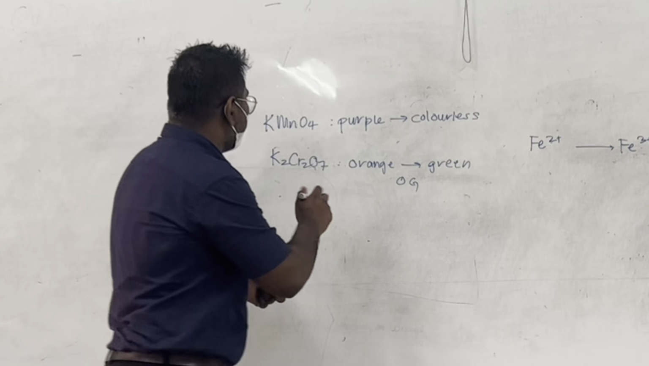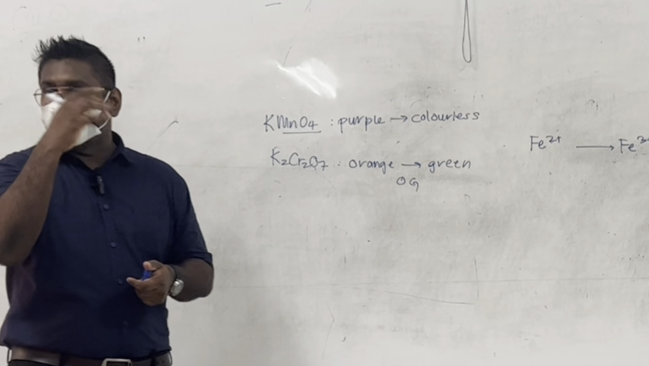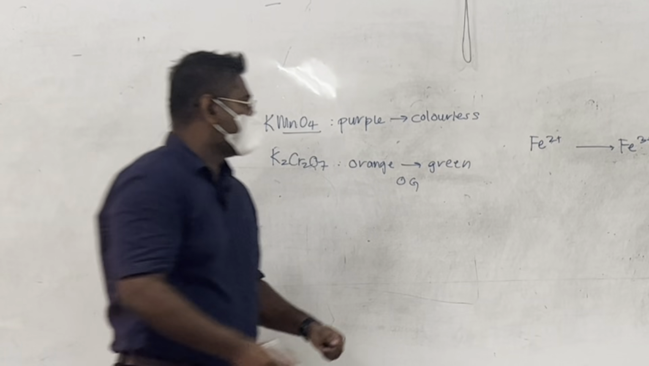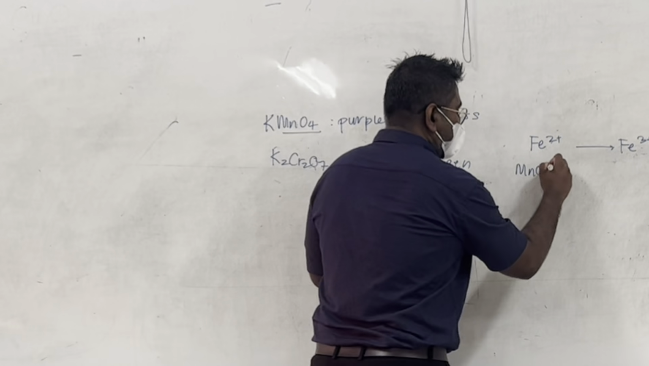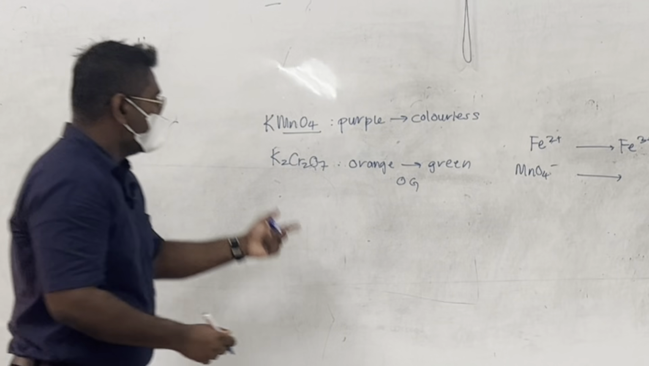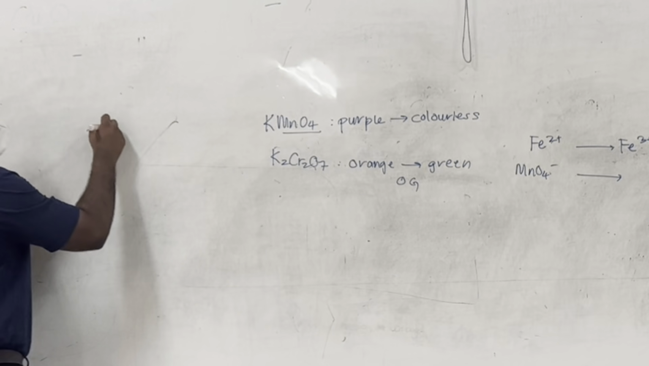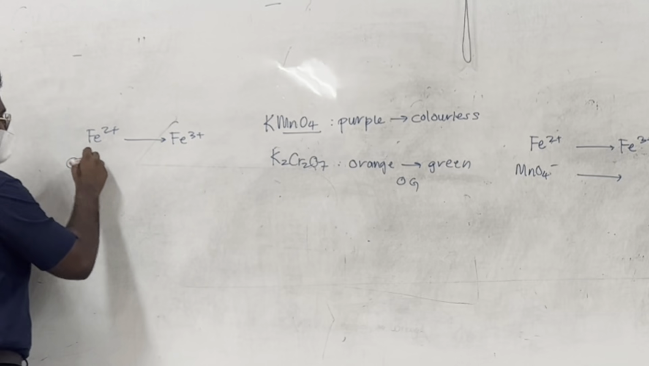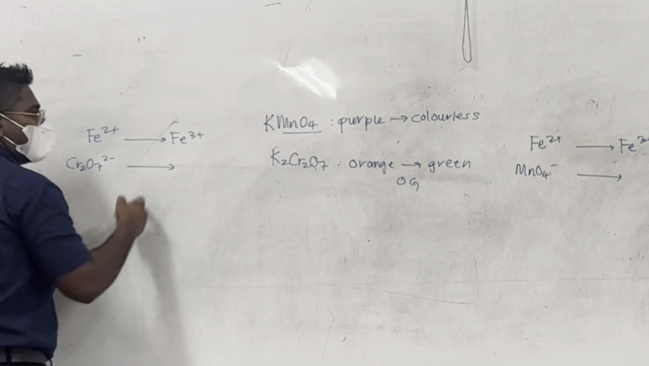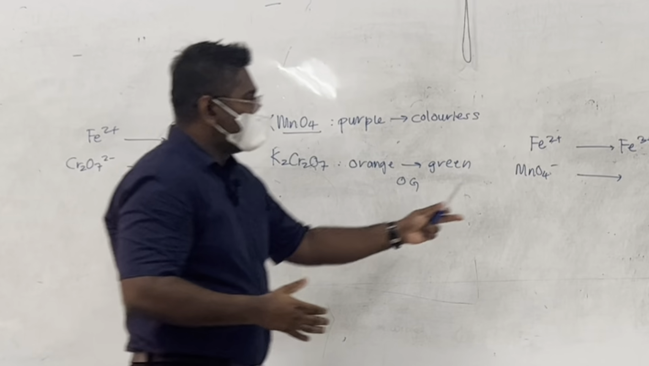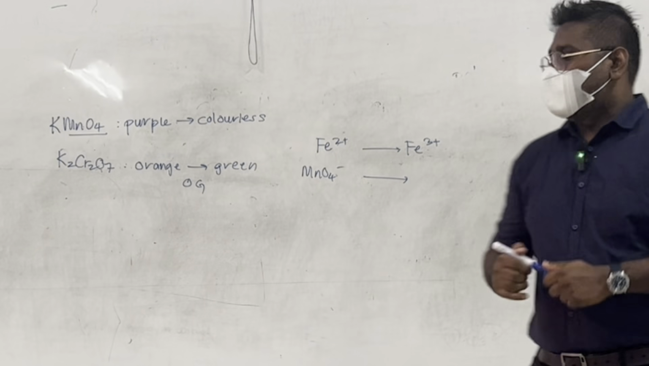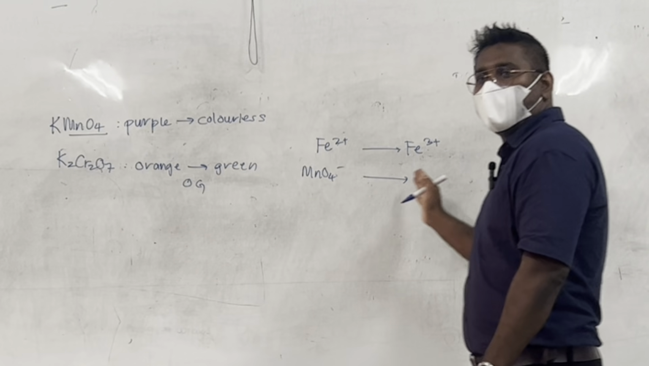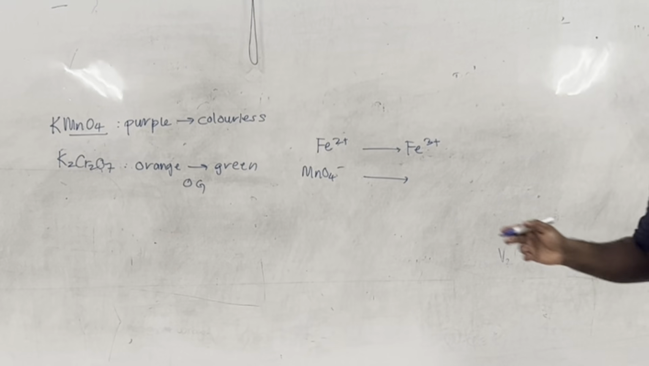And let's say I'm going to use this. I'm not going to include K straight away. Half equation: MnO4- to become something. And I will write down here Fe2+ to change into Fe3+. By using Cr2O7 2- to become what? Yesterday I showed you the equation for this. MnO4- is going to be purple. The colorless is going to be crystal.